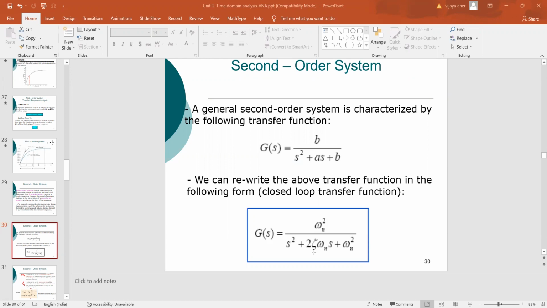So depending on these two values, zeta and omega n, you'll come to know there are four types of second order system depending on zeta. By keeping the natural frequency term constant, omega n is a fixed frequency. Natural frequency is fixed, but zeta is varying. So depending on the value of zeta, you will get four types of systems that you are going to study in detail.